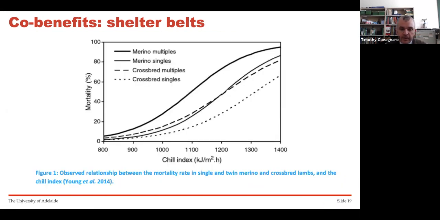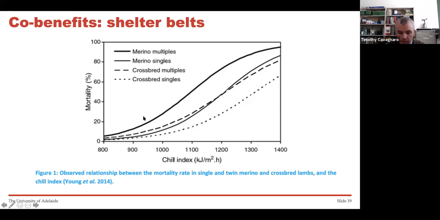So this is a figure showing wind chill on the x-axis and mortality on the y-axis. And what this basically says is as the temperature gets cooler, as the wind chill index increases, you get greater mortality in sheep, right? So we're talking about lambs here. It differs whether you're talking about merinos or crossbreds. And the other point I want to make here is it differs whether you're talking about a ewe that has a single lamb or multiple lambs. Okay, so the mortality rate tends to be higher where you have twins compared to where you have single lambs per ewe.